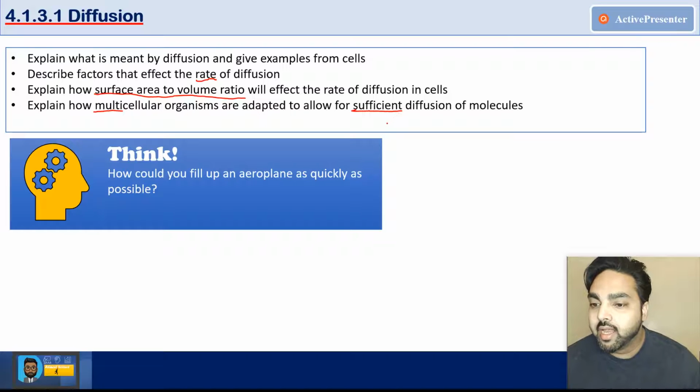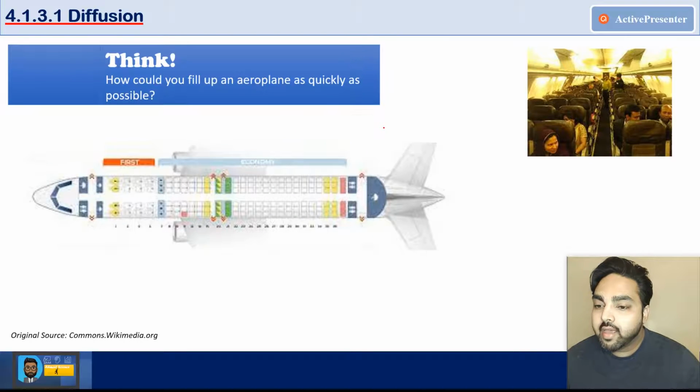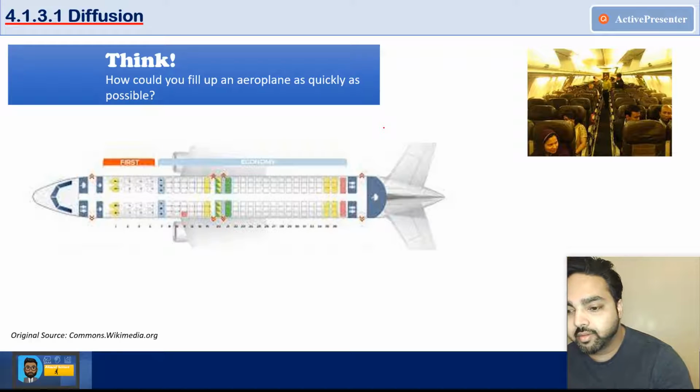Right? Now, the first thing I want you to think of is how could you fill up a plane as quickly as possible? And I know that's kind of gone left wing, but I need you to bear with me for a second. I've got a plane that's got 400 passengers and I need to fill that up as quickly as possible. How do I do that? Well, if I think of a standard plane, what I've got is a situation where I've got people coming in and out of these entrances here.